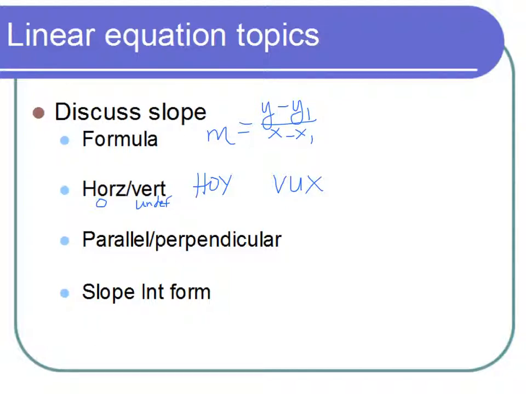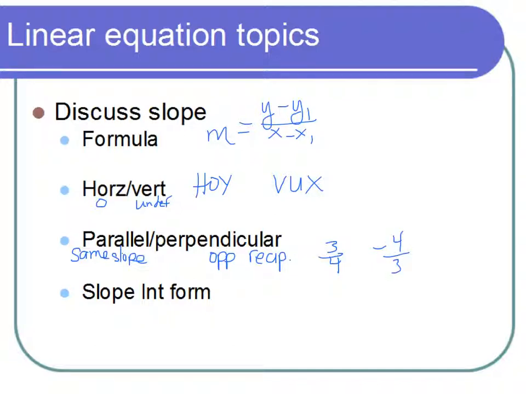Next thing, we need to remember that parallel lines have the same slope, and perpendicular lines have the opposite reciprocal slope. So for instance, if one equation had a slope of 3/4, its perpendicular line would have a slope of negative 4/3.